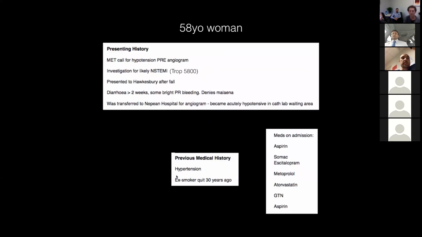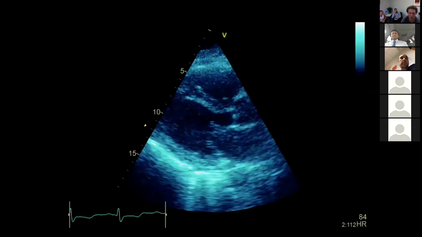All right, let's do a case. Lewis, do you want to have a crack at this? So, Met calls for a 58-year-old lady, and this is before she's even had her angiogram. She's had a non-STEMI a few days ago with troponins up to 6,000. She came down 3 days after having this non-STEMI to have an angiogram. She's a smoker, she's hypotensive, and she's on some medications for hypertension.